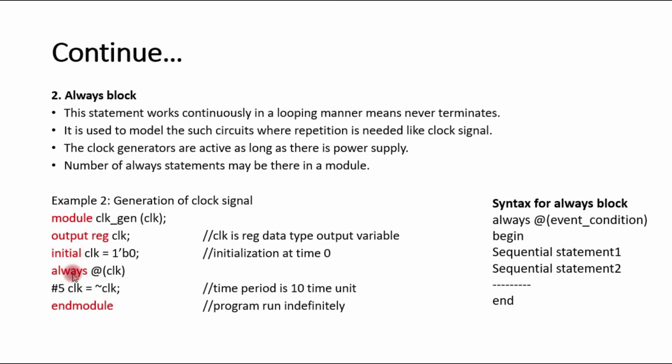Initial and always, we are using both procedural blocks in this case, and at time t equal to 0 we initialize the clock at logic 0. Here the next procedural block, that is always block, at the rate, then clock. If there is any change in the clock signal, then this sequential statement will be executed. So after the 5 time unit, clock is the bitwise not operation of clock signal.